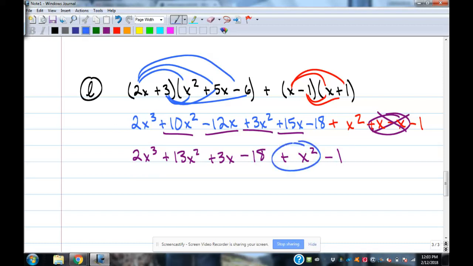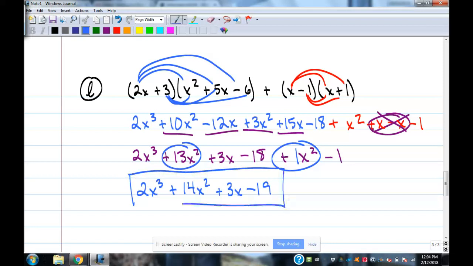So this goes with this. So the 2x cubed stays the same. Becomes 14x squared. Remember, there's a 1 understood to be in front of that. So when you add them together, it's a 1. So 1x squared plus 13 is 14. And then the 3x, there's nothing else. It's an x. Negative 18 minus 1, negative 19.